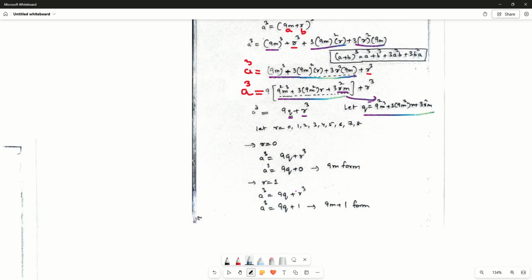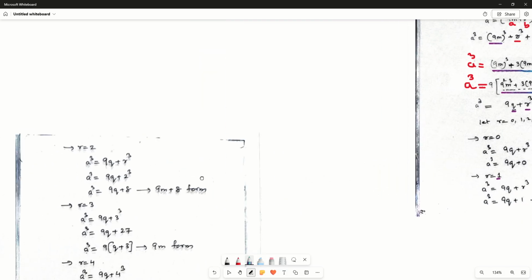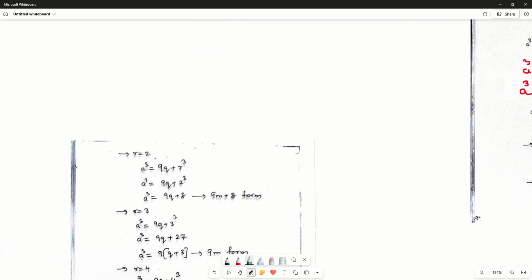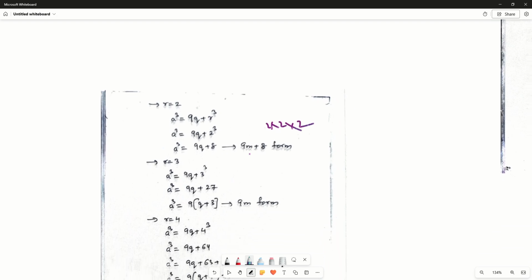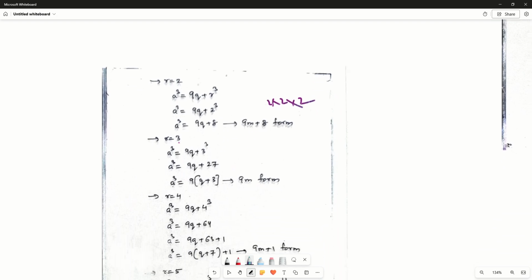So if in place of r I am substituting 1 here, 1 cube is nothing but 1 only, 9m plus 1 form again. Now in place of r I am substituting 2, 2 cube is nothing but 2 into 2 into 2, that is 8. So it is already in the form of 9m plus 8, we don't even have to do anything here. If I substitute r is equal to 3, 3 cube is nothing but 3 3s are 9, 9 3s are 27, 3 into 3 into 3, 27.